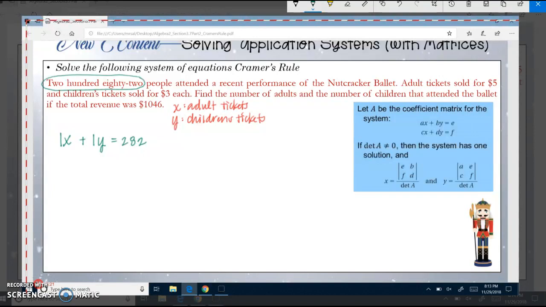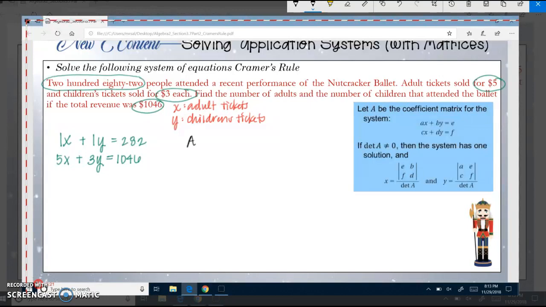And then my next equation is going to talk about cost. So I know adult tickets cost $5, so I can say 5X. And then child tickets or children's tickets are $3, so I can say 3Y. And my revenue is $1,046, so I can set it up like this. So those are my two equations to construct the system.